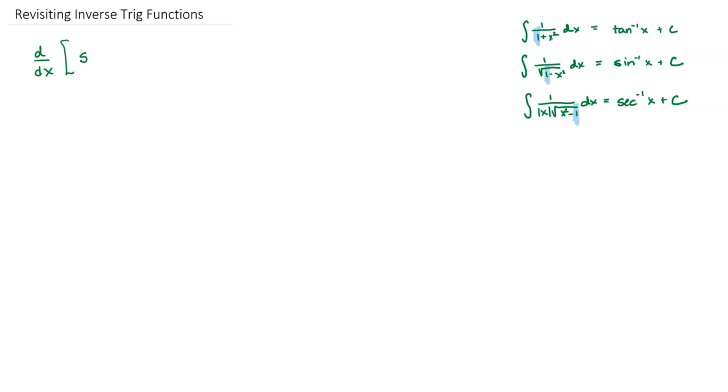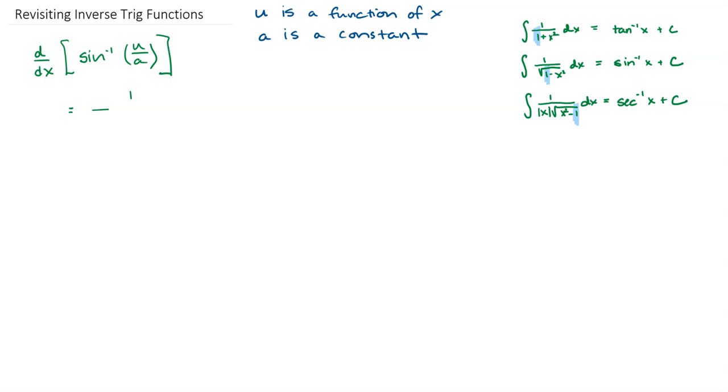So the first derivative of a transformation we're going to look at is the derivative of the inverse sine of u over a, where u is a function of x and a is a constant. So we just need the chain rule here. This will be equal to 1 over the square root of 1 minus the baby squared times the derivative of the baby.